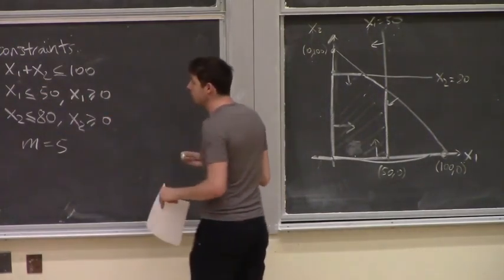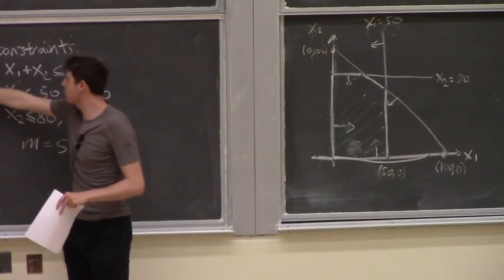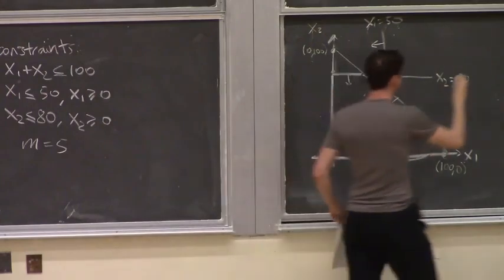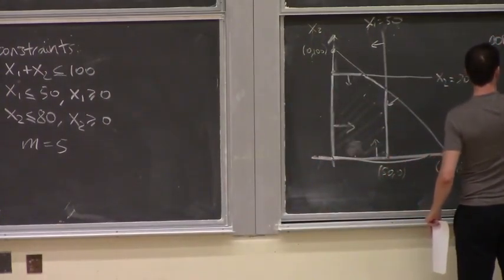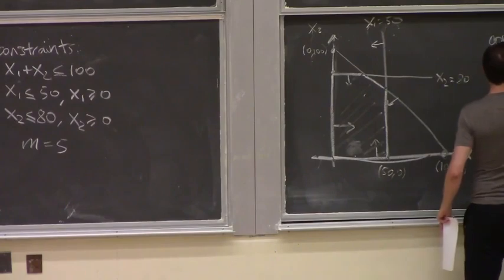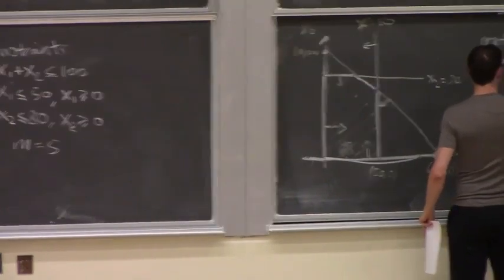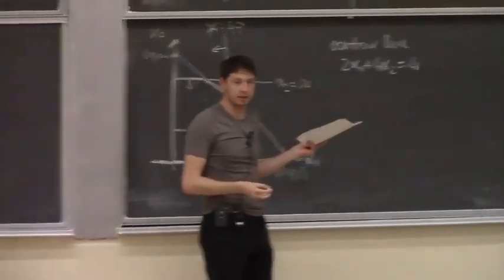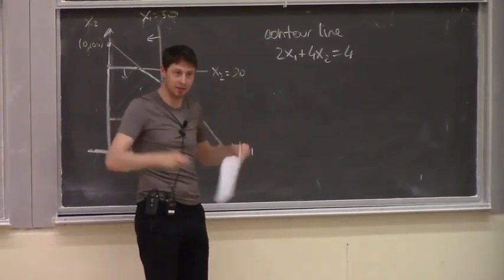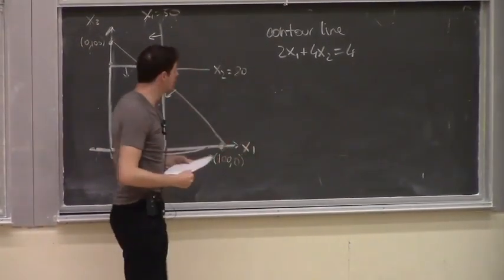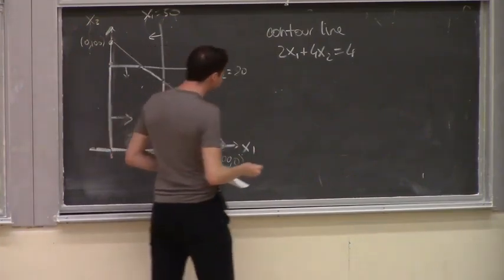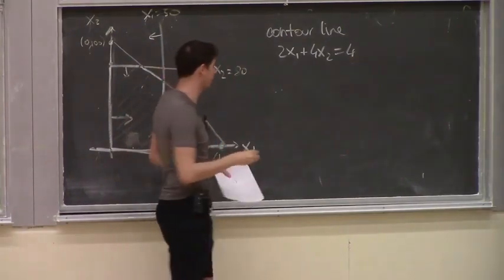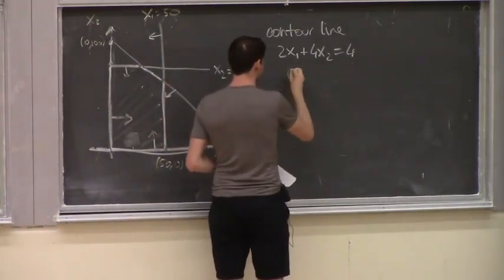So, for example, let's draw the contour line for this one equals, let's say, 4. Okay? So let's look at the contour line where 2x1 plus 4x2 equals 4. This is literally a line, right? That's a line. So how do we draw it? Well, it suffices to have 2 points and then we just draw the line through them. So here are 2 points that are on this line.